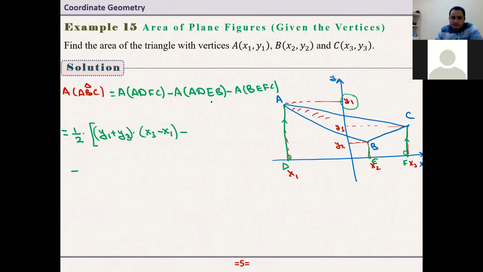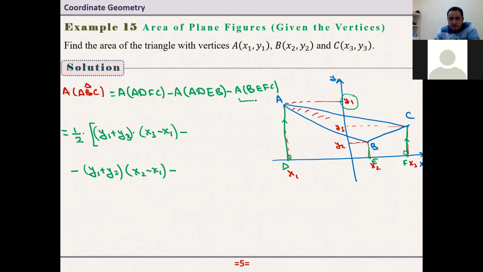How about ADEB? Now in a similar way, ADEB. AD is parallel to BE. The length of AD we know is equal to Y sub 1. So here we have Y sub 1 plus the second parallel side. The length is Y sub 2. All right. So the sum of the parallel sides and the height. What is the height? It is DE, the distance between x sub 1 and x sub 2. So that's equal to x sub 2 minus x sub 1.